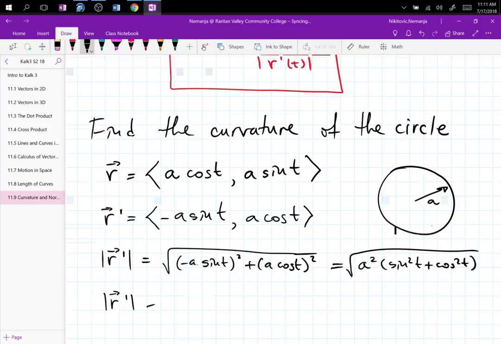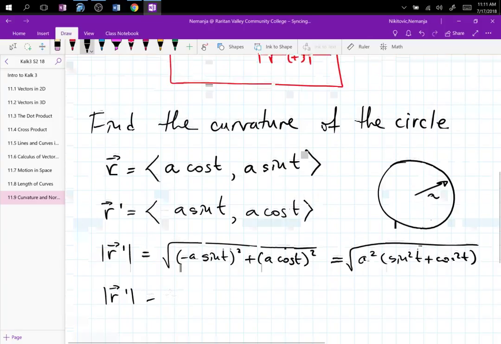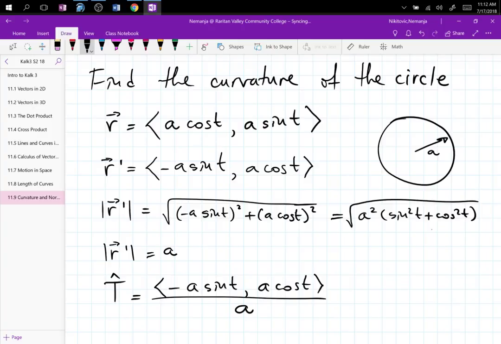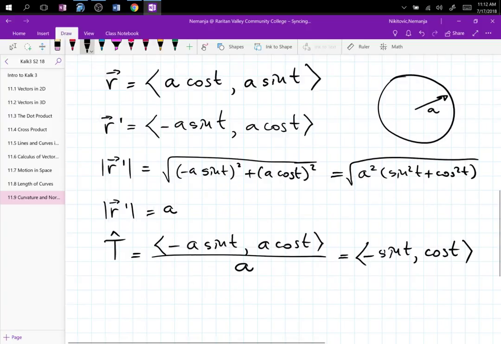So now to find the unit tangent vector, we take our r prime, which is negative a sine t, a cosine t, and we divide that by the magnitude, and what we get is negative sine t, cosine t as a vector.